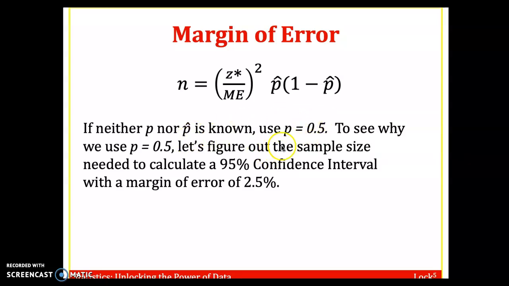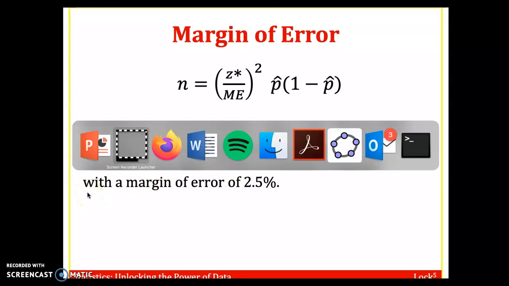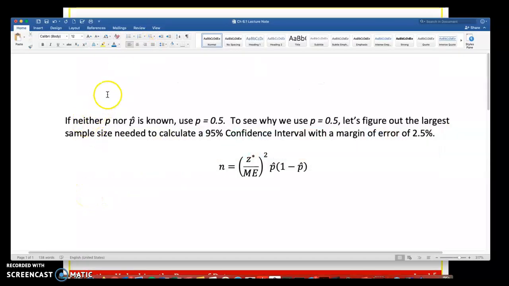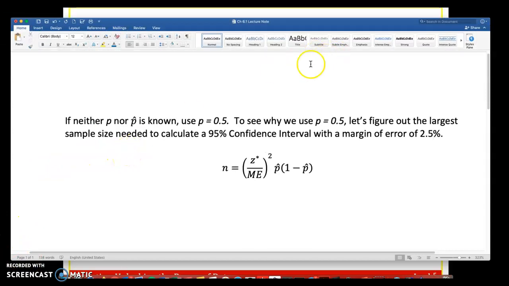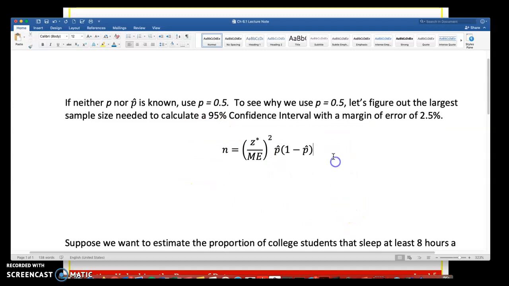But let's go through. I want to figure out the sample size needed to calculate a 95% confidence interval with a margin of error of 2.5%. All right, so I copied this question over. I want to go through this in detail. So I want to look at if we don't know p or p naught, we're going to use that 0.5. To see why, let's figure out the large sample size needed to calculate a 95% confidence interval.